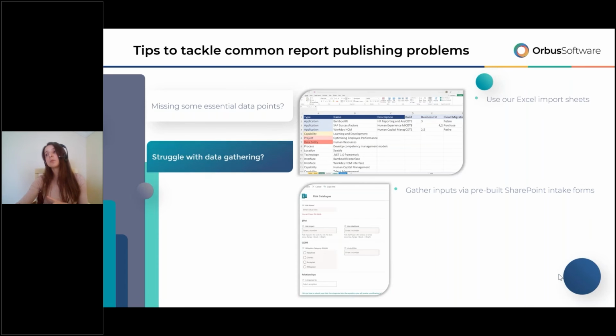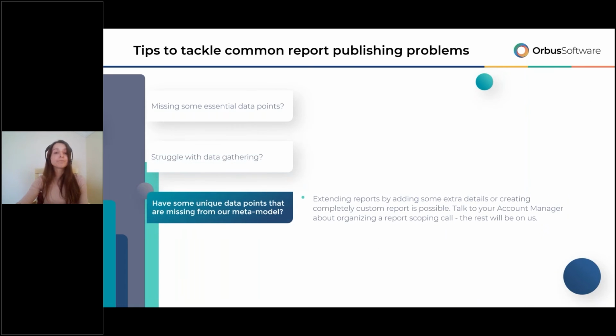And the last one that we've also seen as quite common is that we have some unique data points that are missing from our meta model. Here, an important note to understand is that our reports are designed based on our experience working with clients in various industries and standards bodies. However, it's quite common that organizations do have unique properties and fields that they need to manage besides our recommended ones. It could be very much the case if it's an organization under some very specific legislation that is there just within that company for that specific industry.